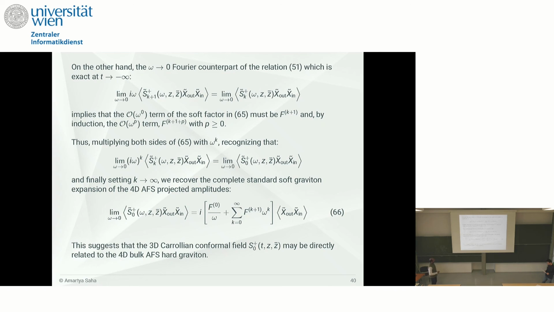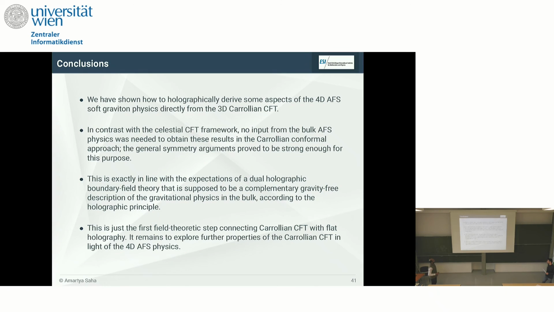So that's all I wanted to say. By further using the power of symmetry, you can find the collinear splitting function involving one graviton from these methods, and we plan to write about that in my ongoing work with Romain Ruggieri. So I just wanted to show how to holographically derive some aspects of the 4D AFS soft graviton physics directly from 3D Carrollian CFT.